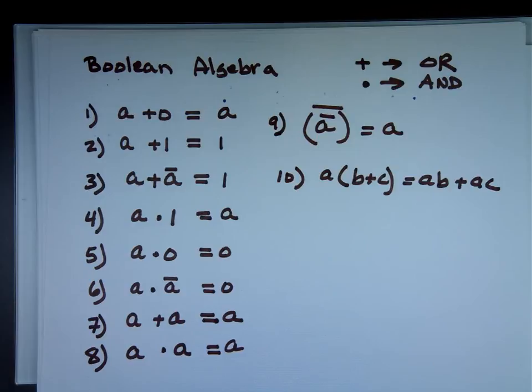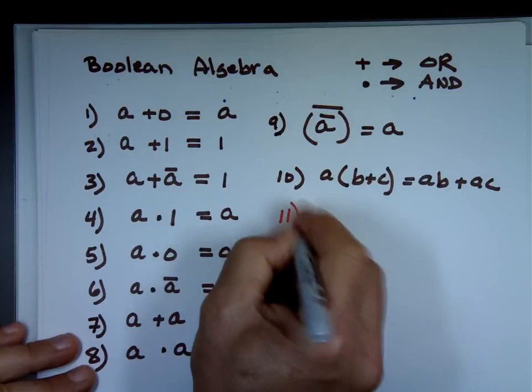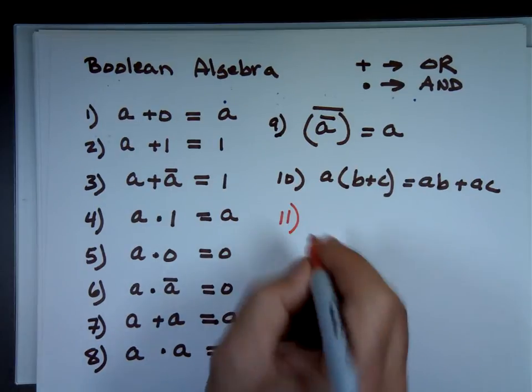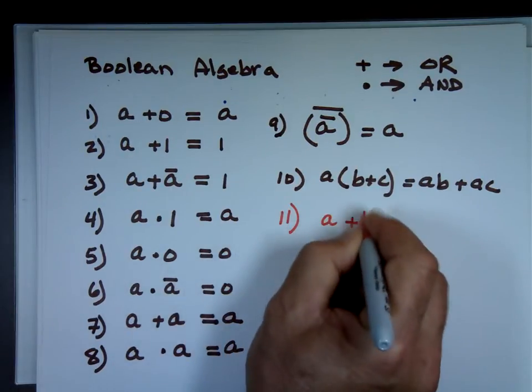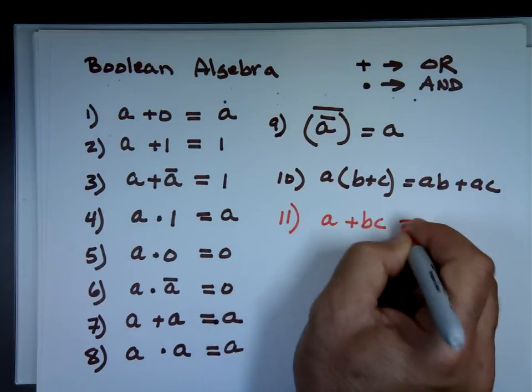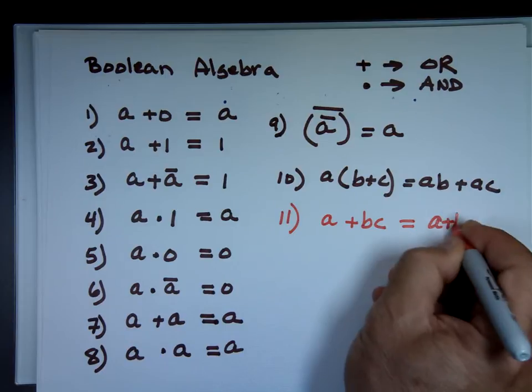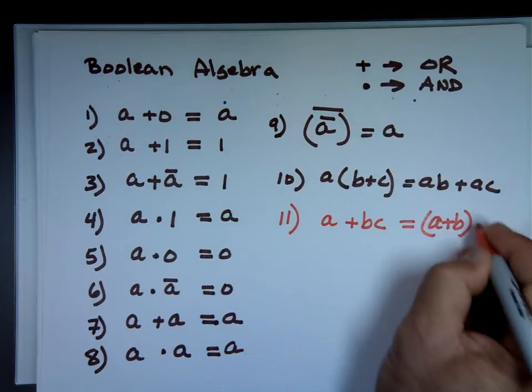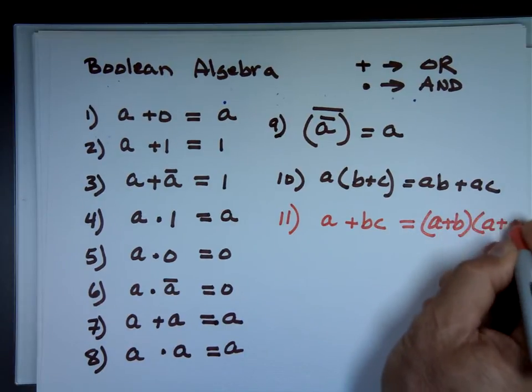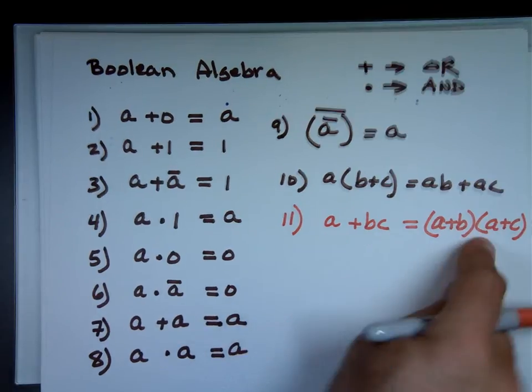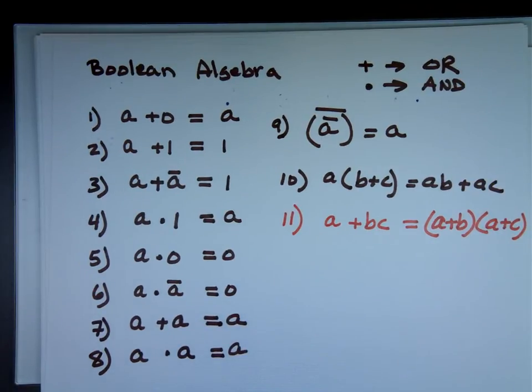The one that people get hung up on is this one. I'll make a different color. That's a big one. A plus BC equals A plus B times A plus C. This one's equal to that. Can it go the other way? Yep. And why is this equal to this?